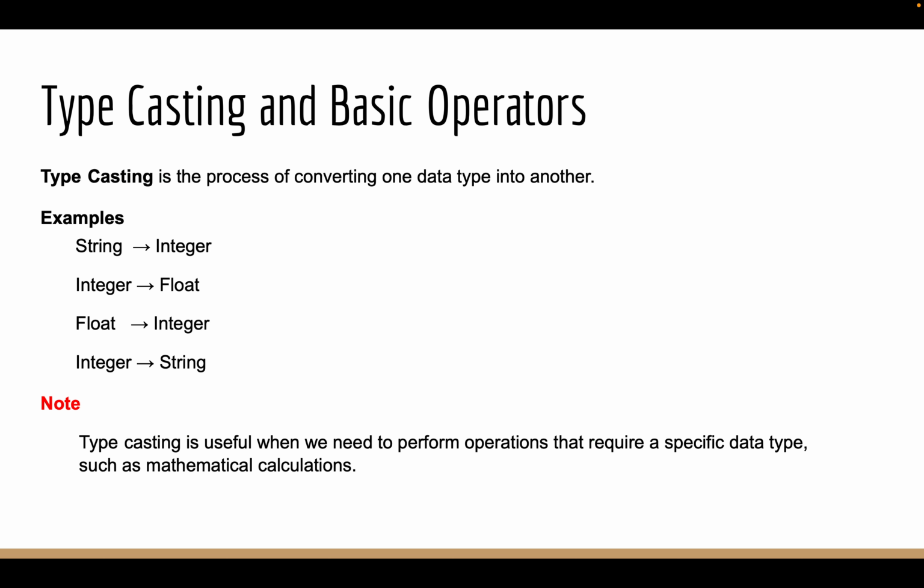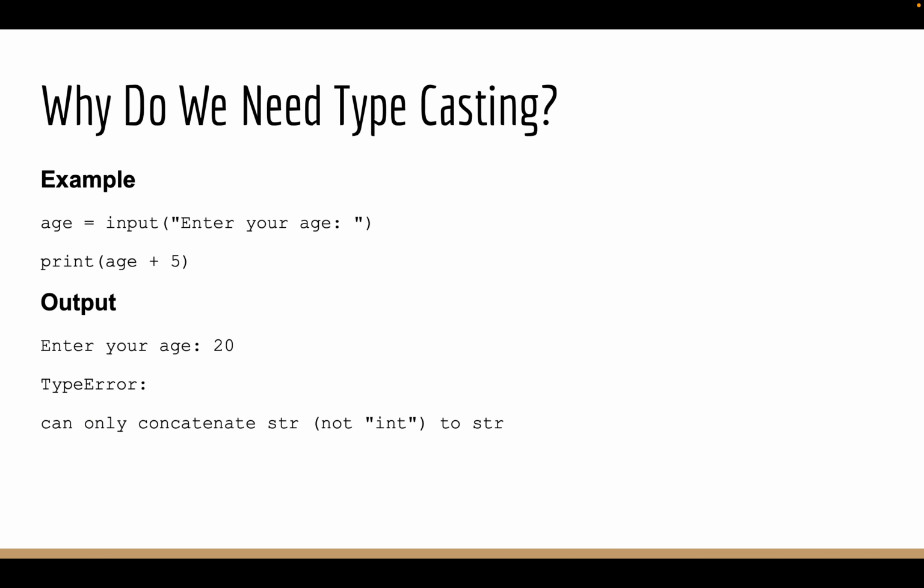So typecasting is useful when we need to perform operations that require a specific data type, such as mathematical calculation. Here, if input() takes everything as a string, then to perform calculations such as addition, subtraction, multiplication, etc., we will need to convert the input into integer format. So here we are checking whether we can perform addition using the input of the function. We are getting input, enter your age, and trying to add two numbers.